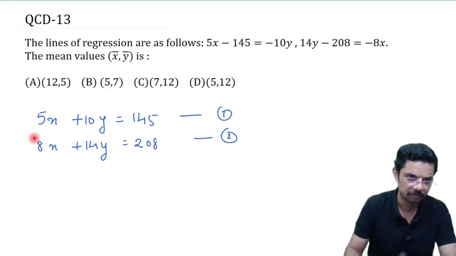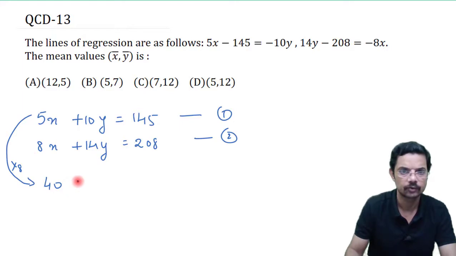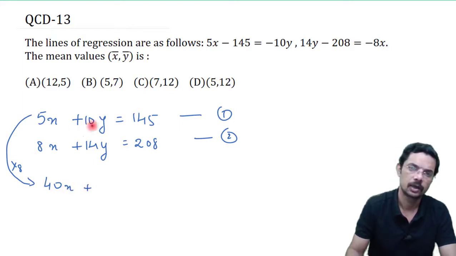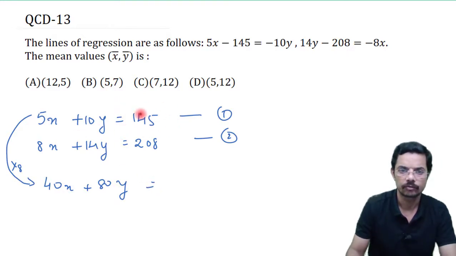Okay, so 5 multiplied by 8 becomes 40. What I am doing is multiplying by 8. What I get here is 40x plus 8 into 10, which is 80y, equal to 8 into 145. What is 8 into 145? 8 into 145 will be 1160. Okay, it will be 1160.